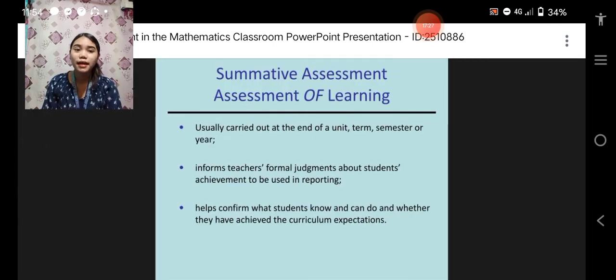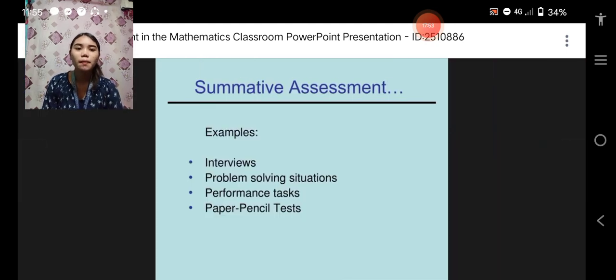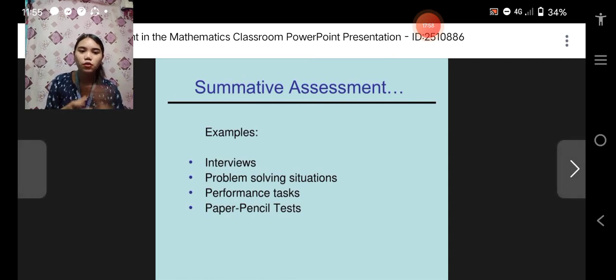Next, summative assessment of learning. The first is that it is usually carried out at the end of a unit, term, semester, or year. The second is to inform teachers' formal judgments about student achievement to be used in reporting. The third is to help confirm what students know and can do and whether they have achieved the curriculum expectations. Examples of summative assessment are interviews, problem-solving situations, performance tasks, and paper-and-pencil tests. These are some examples of summative assessment in learning strategy.